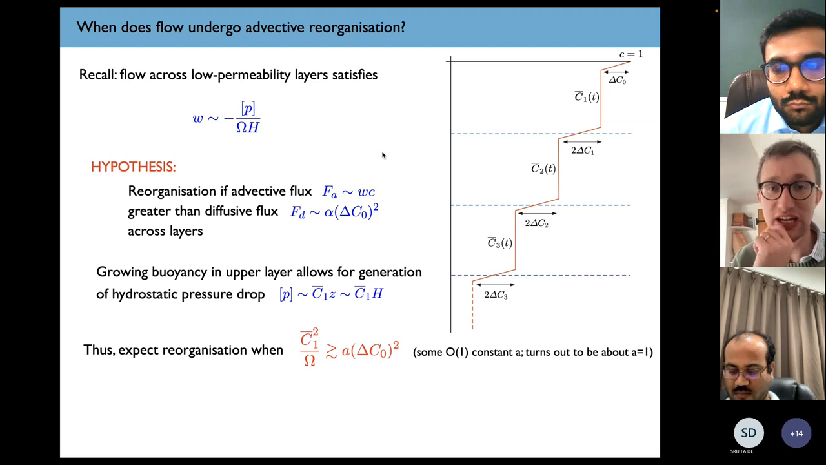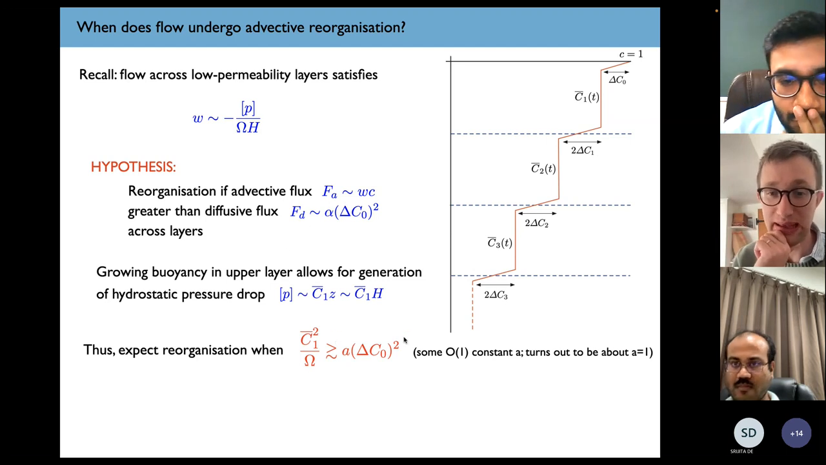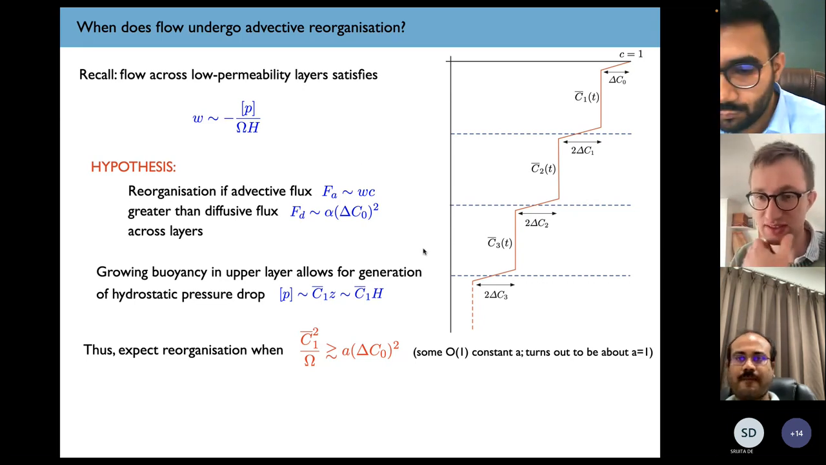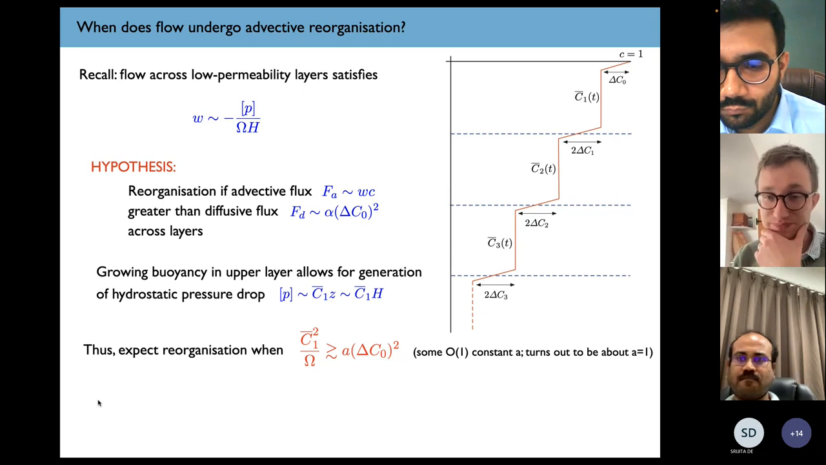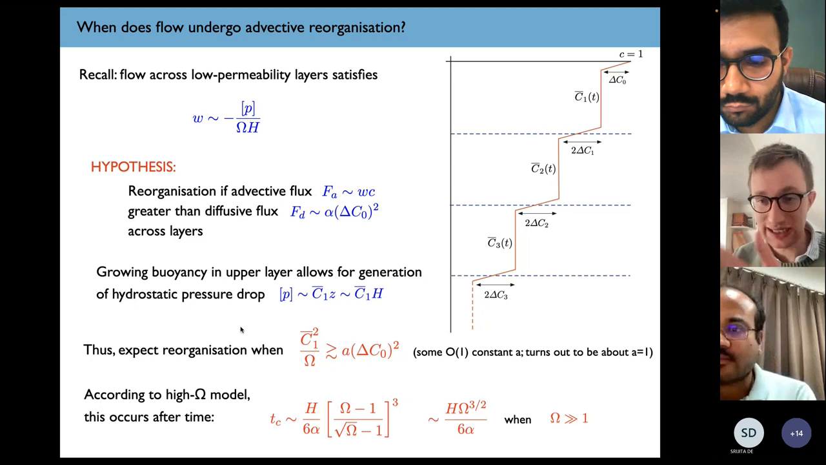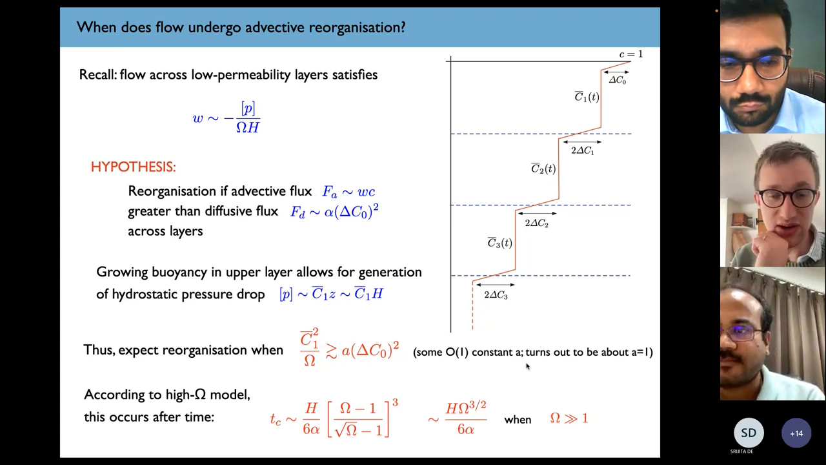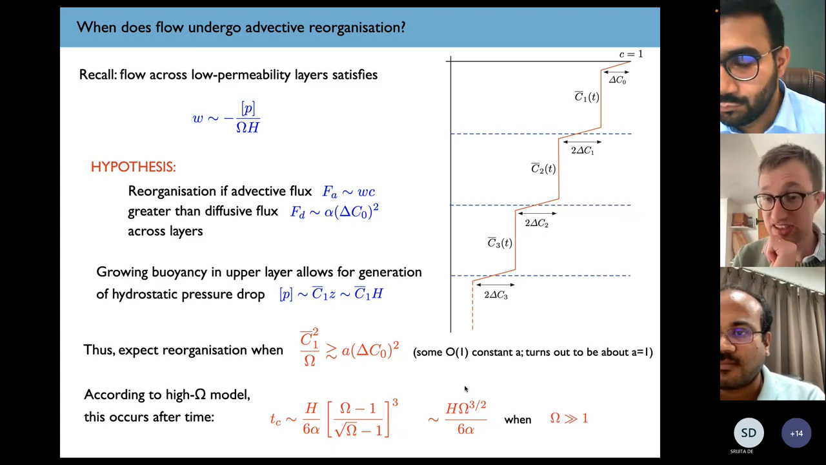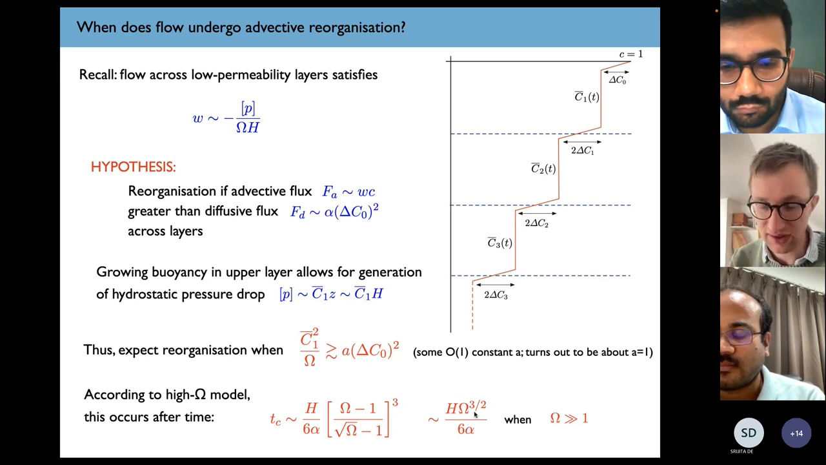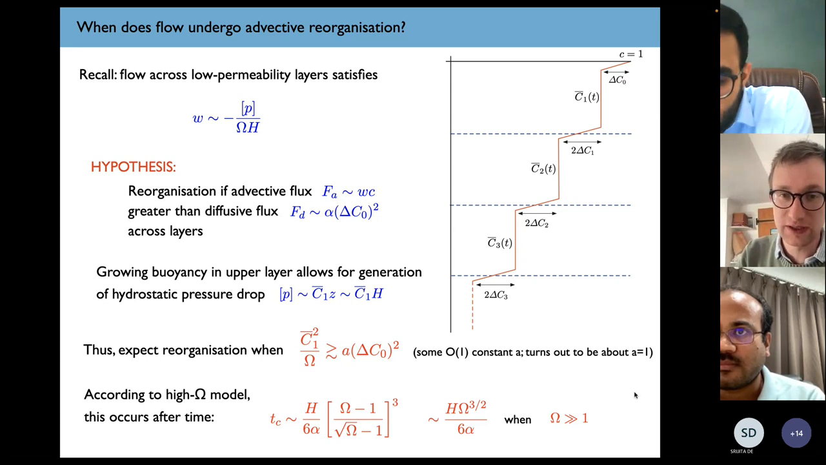And in fact, once you've identified that, you can just write down some scaling balances for when you think this should happen based on the relative size of a diffusive flux and this reorganization advective flux. And you can come up with some prediction, which has a constant in it, which you don't know, but it turns out to be about one when you compare to the numerical simulations. And this predicts also a time at which you think, for a given omega, this should happen. And it turns out that according to this theory, this time scales like omega to three halves if omega is large.